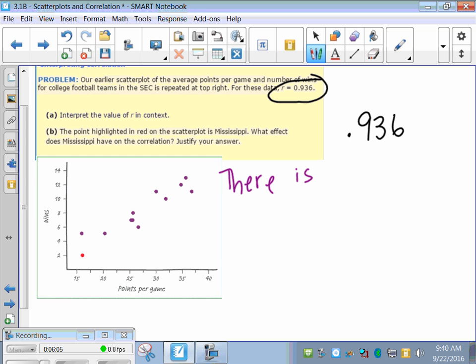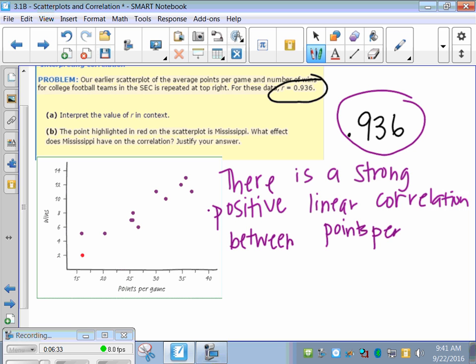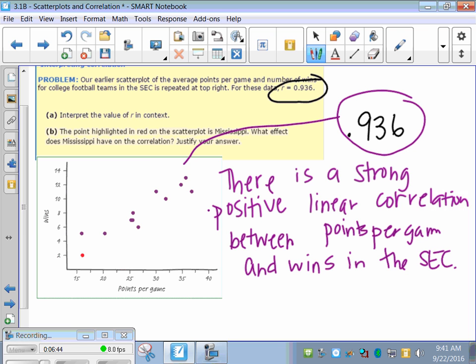There is. Okay, strong positive because we have 0.9. That's always going to be strong positive. And then don't forget linear because the points are actually linear. Okay? And basically, you guys, this R value confirms what we already know by looking at the scatter plot.